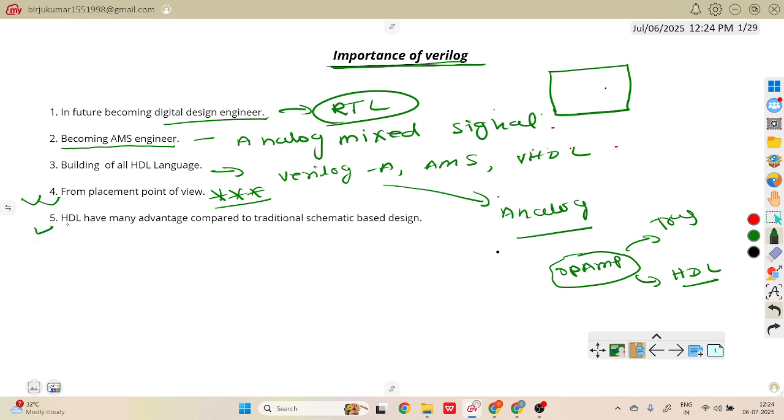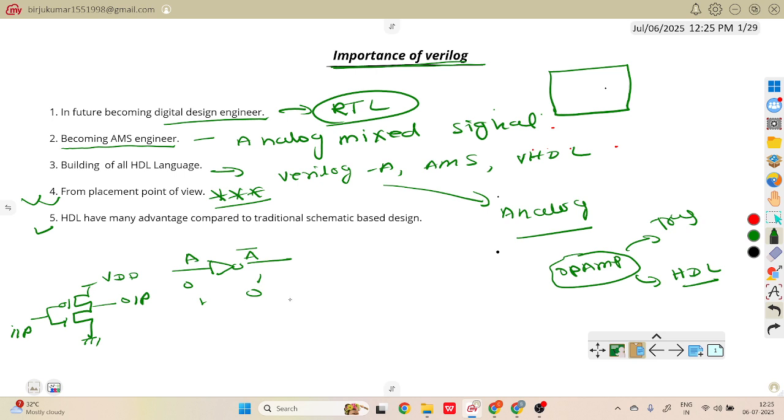So, HDL has many advantages compared to the traditional schematic-based approach. Suppose I give one example: you have an inverter. This is the input, this is the output, this is the ground, and this is VDD. I am not taking the output node capacitance here. If you give input A, it will give A bar. If you give 0, the output is 1; if 1, the output is 0.